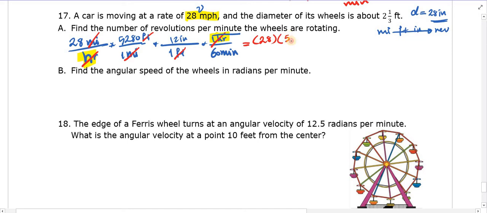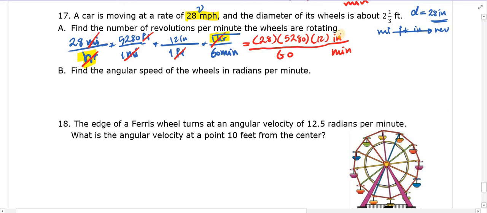times 5,280 times 12 inches divided by 60 minutes. What do I have left? I have inches per minute. That is my units. Okay, I'm not there yet. I still have inches that I need to convert into revolutions.